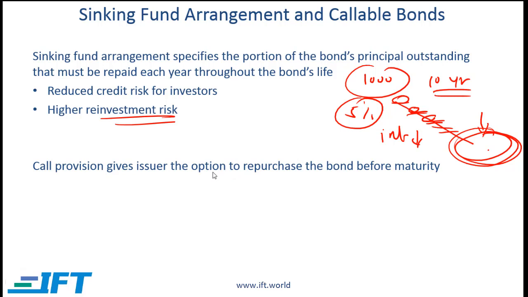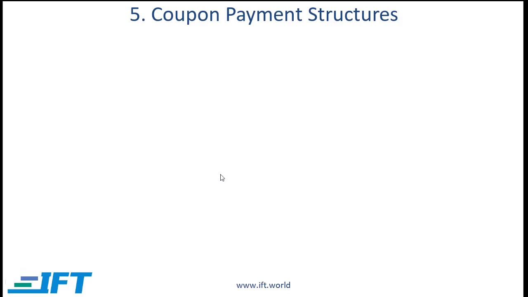A related item is called a call provision, and we'll see this in more detail later, but at this stage, say this very briefly. A call provision gives the issuer the option to repurchase the bond before maturity. When the issuer can do this, the bond is called a callable bond.